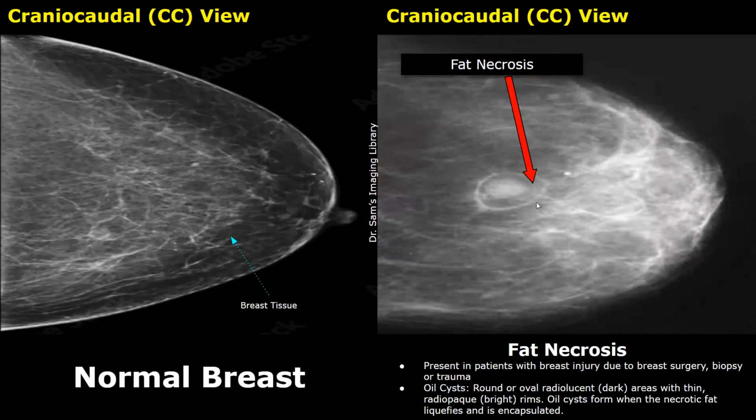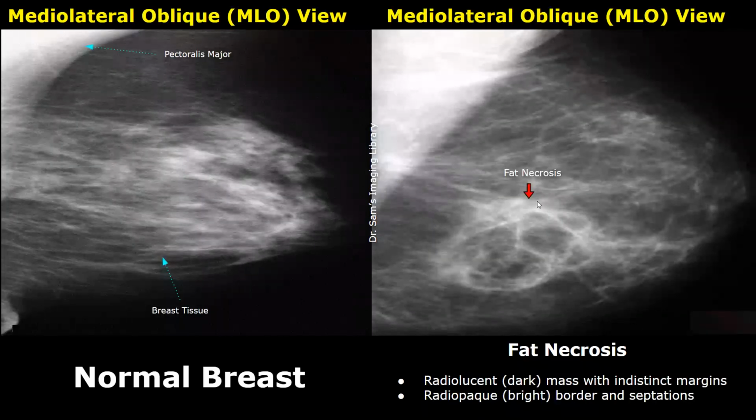This is another case in which this type of lesion was seen. It has a round, oval, mostly radiolucent mass with thin, radio-opaque rim. This was found to be fat necrosis. This is another image of fat necrosis.